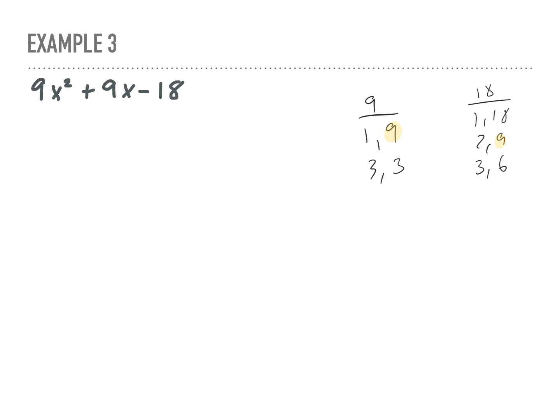Now, if I take out a 9 from the first term, this will become a 1. So it's going to be 9, parentheses, x squared. Now, I take out a 9 for the second one. It's going to be x by itself. And then when I take out a 9 from the 18, it's going to be a 2. And this will be your final answer. Because with the x squared, x, and the negative 2, you cannot take anything else out of it.